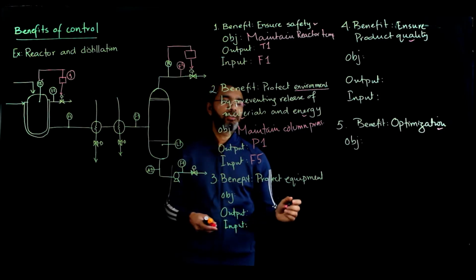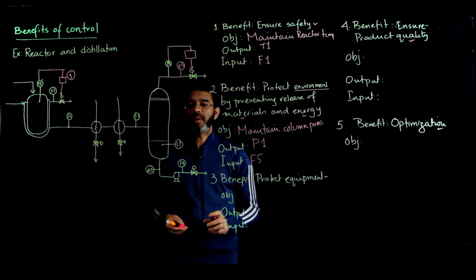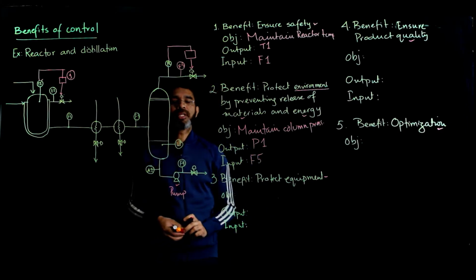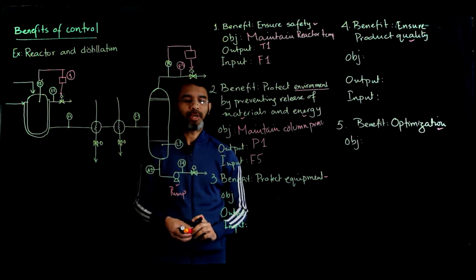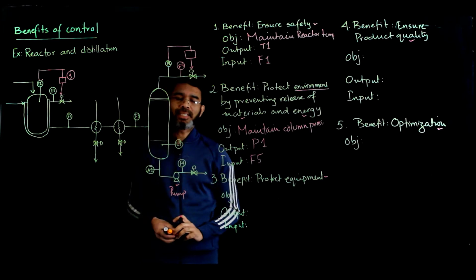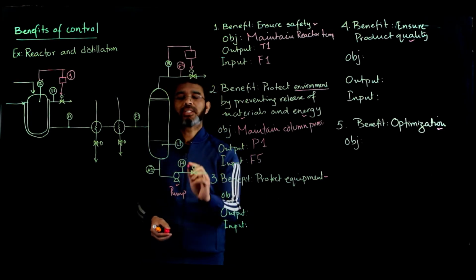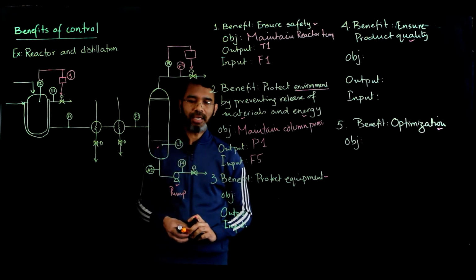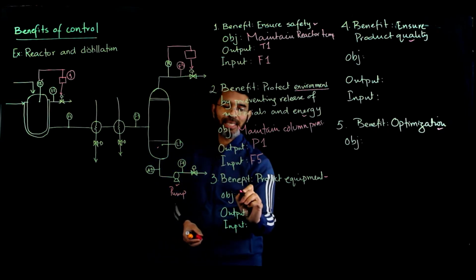Now think about how to protect an equipment. Here we have a pump. If there is no flow to the pump, then it may cause damage to the pump. So you have to ensure that there is a sufficient flow to the pump. And to ensure that, you have to make sure that there is enough level of liquid in the tank here.